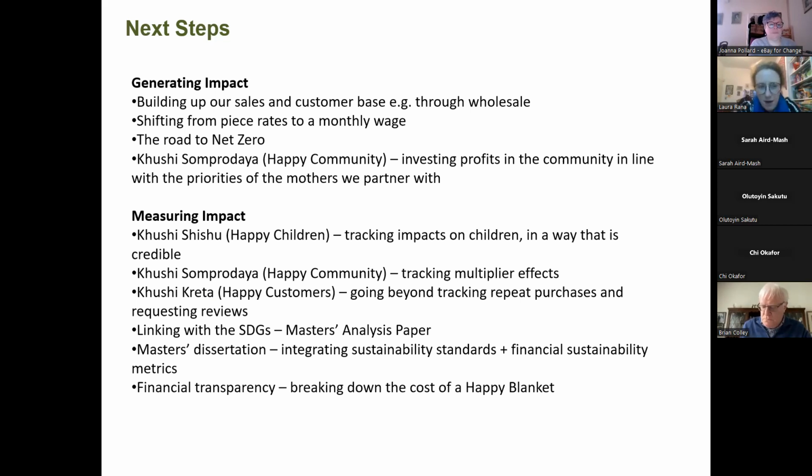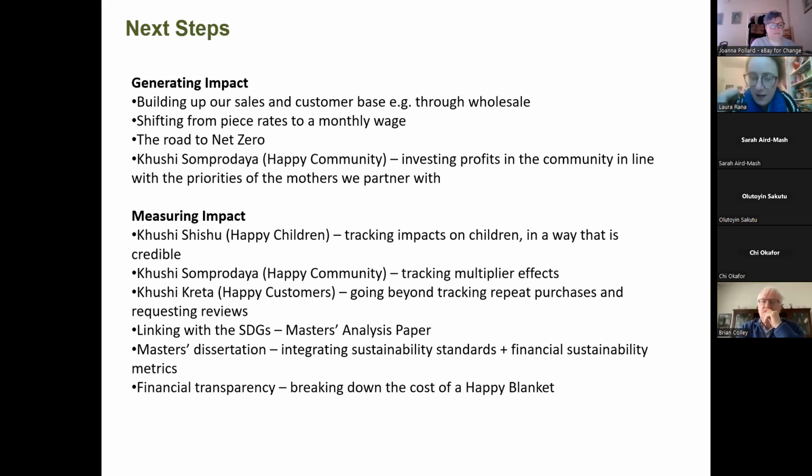So yeah, I'm thinking about different approaches for that. And then in terms of the impact measurement, our broader theory of change, our name is Khushi Kantha, which means happy blanket in Bengali. And in our theory of change, we basically use the word Khushi and think about different types of stakeholders that we want to make happy, including personifying the environment as a stakeholder.